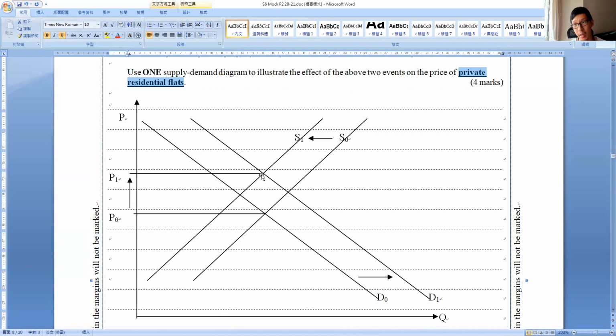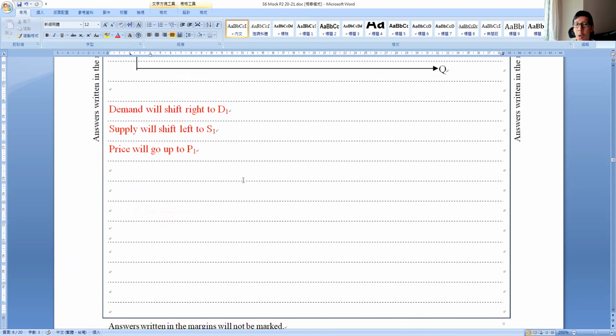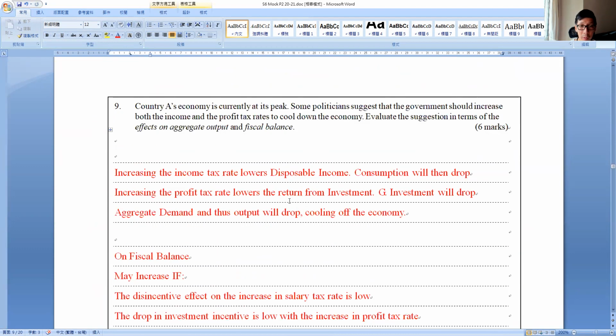OK? Now next time, if we want to trick you, we can ask about the situation in the public housing market. I can ask you about public housing, okay? So remember to read carefully what market we are asking. All right? So for this question, again, no need for any written explanation. That would be redundant. OK, one more, and then we will go to section B. The last question of section A.